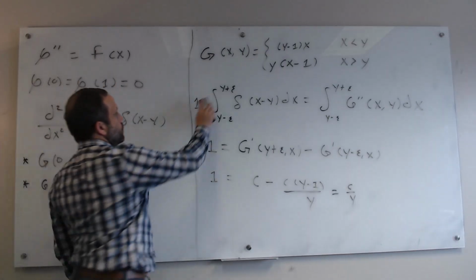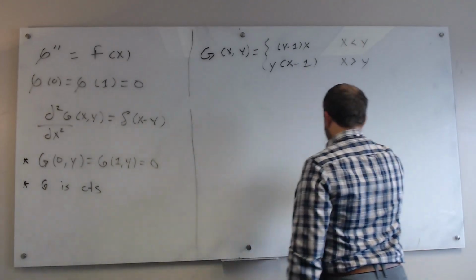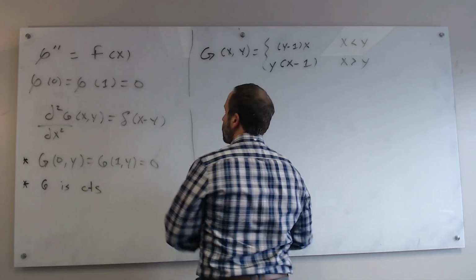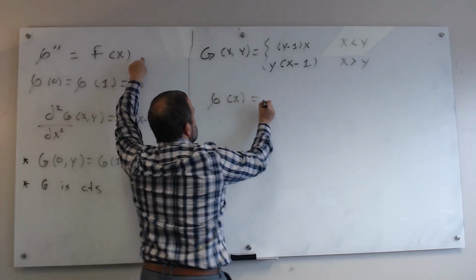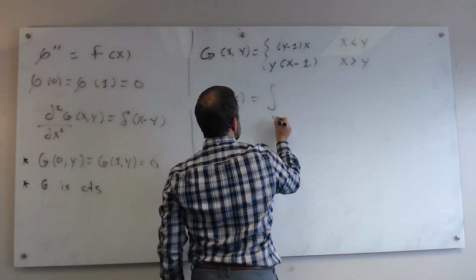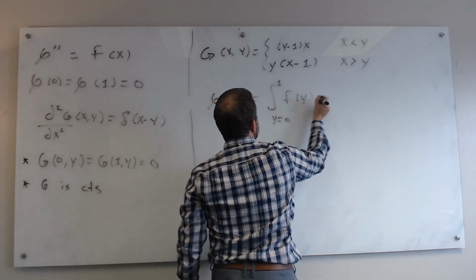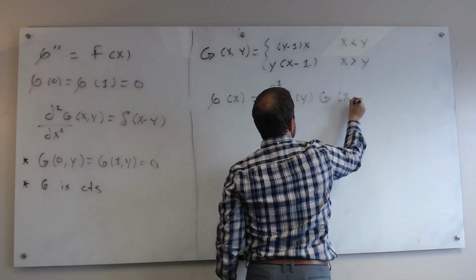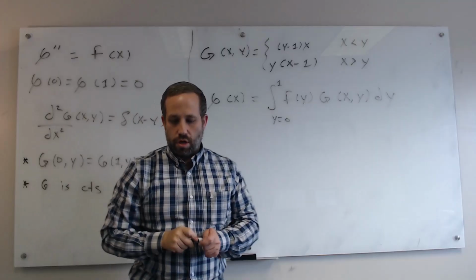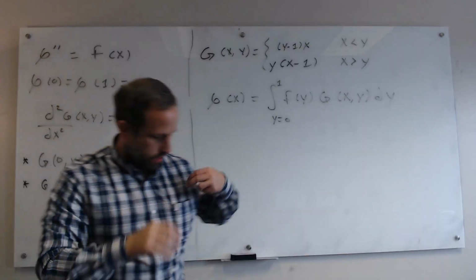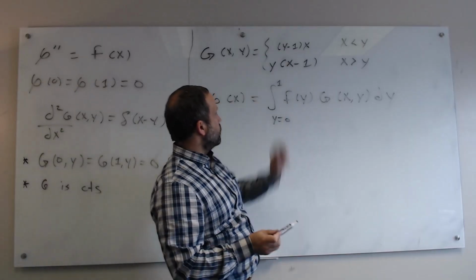Okay, so I'm going to erase all of this. So what this tells us is the following. The solution to this problem here is phi of x is equal to the integral, y going from 0 to 1, of f of y g of x, y dy. Sorry, that was probably loud in the microphone and a little annoying. Okay, where g of x, y is given by this function here.